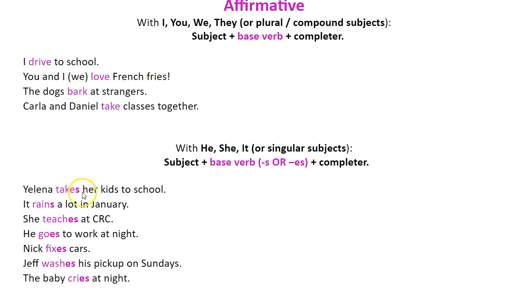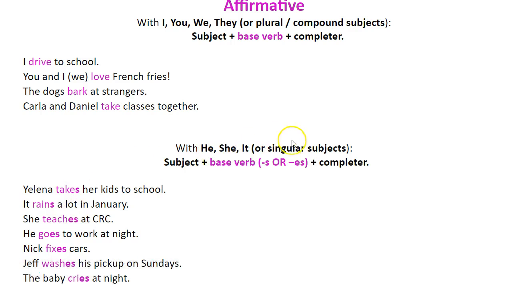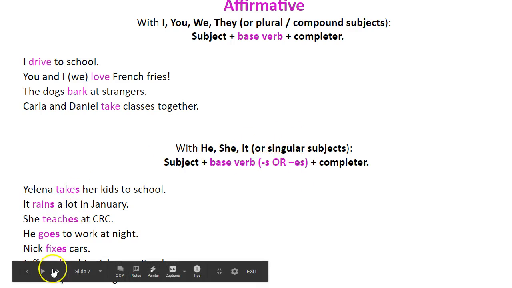Yelena takes her kids to school. It rains a lot in January. She teaches at CRC. He goes to work at night. Nick fixes cars. So you can see here, when the subject is he, she, or it, or singular, we use s or es after the verb in simple present.